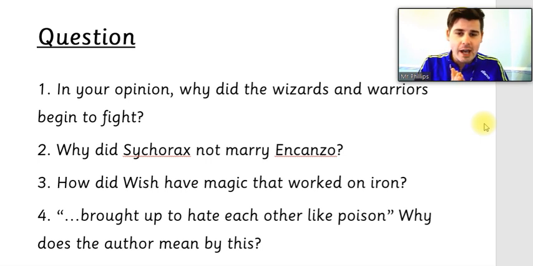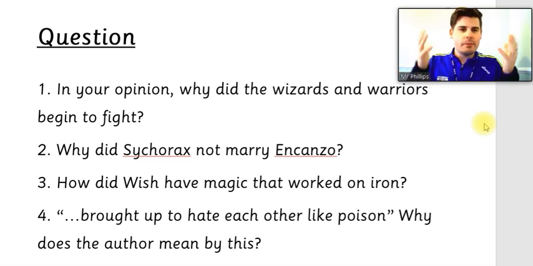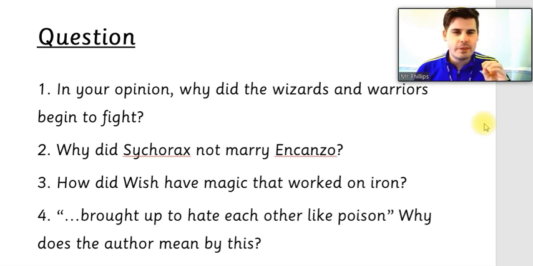How did Wish have magic that worked on iron? How come Wish, who was a warrior? Don't remember. Yes, I think she's a warrior. How did Wish, as the warrior, have magic that worked on iron? How did that happen? Go back to the text, find the explanation, and write it down. Pause the video there, off you go.